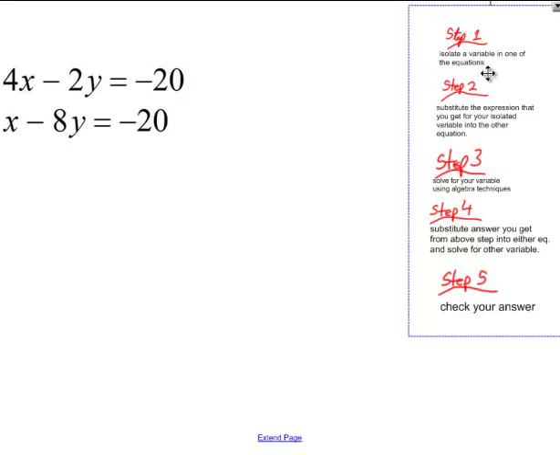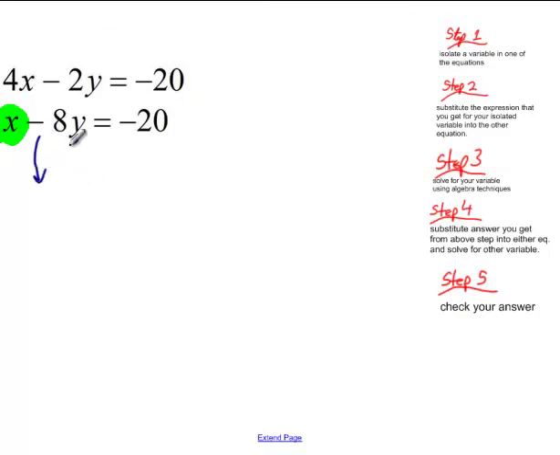So step 1 is we're going to isolate a variable in one of the equations. Well, if we look here, we have both of these equations, and this should pop out right here. We have this x, which will be the easiest to isolate, so we can do that with just one step. So let's bring this equation down and isolate the x.